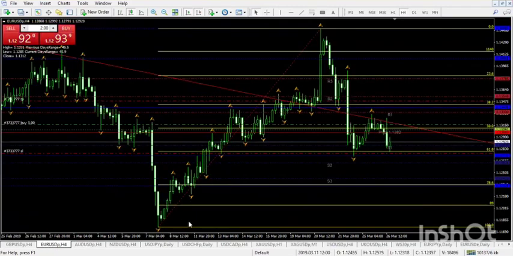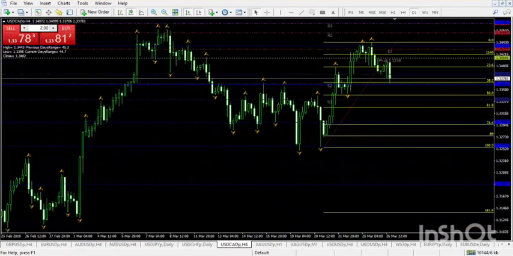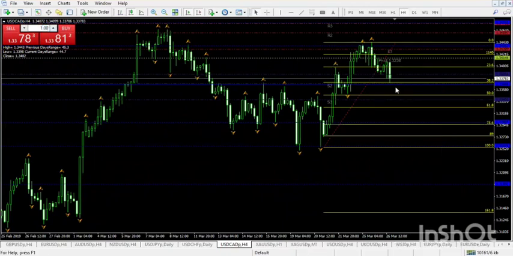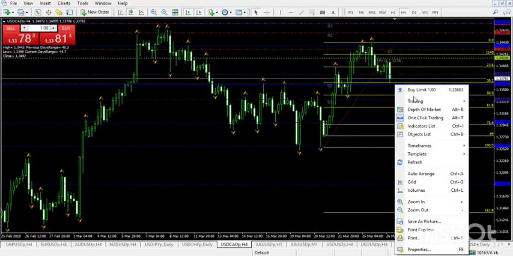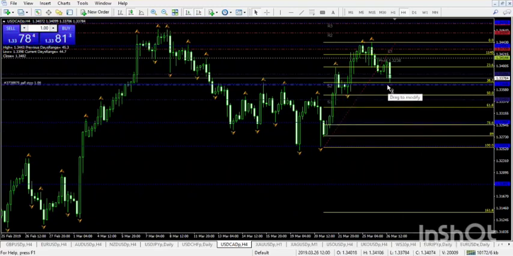For example, let's find a good chart that is worth taking orders on. For example, here, I will put a sell stop right here. So if my pivot is broken here, I will put a sell stop.